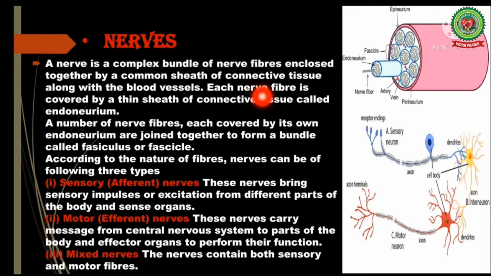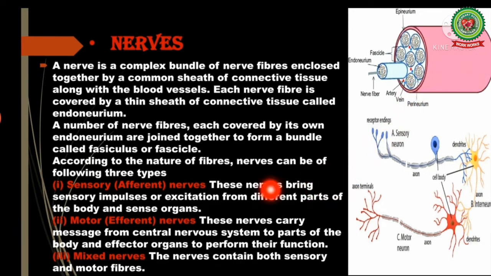Nerves. A nerve is a complex bundle of nerve fibers enclosed together by a common sheath of connective tissue along with the blood vessel. Each nerve fiber is covered by a thin sheath of connective tissue called endoneurium. A number of nerve fibers, each covered by its own endoneurium, are joined together to form a bundle called fasciculus or fascicle. According to the nature of fiber, nerve can be of the following three types. It can be sensory, motor or mixed.